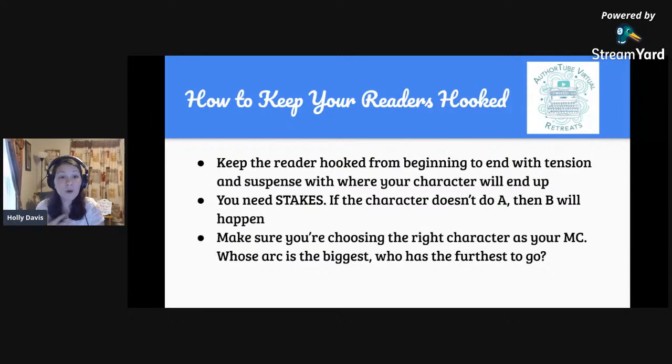Who has the most that they can learn? Who has the most to gain from being the hero? And who is the most resistant to change? Because that's going to up the tension, making it harder for them to actually change. You can also think about which of your main characters is most like your reader, because that's the hero your readers will connect with, because it feels more like them.